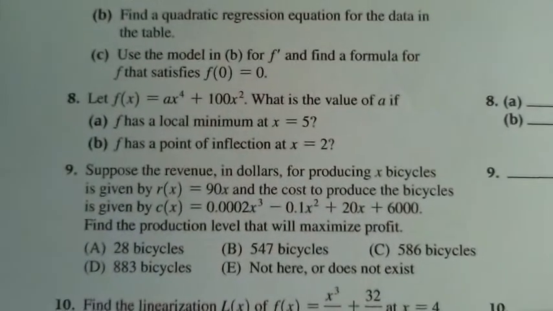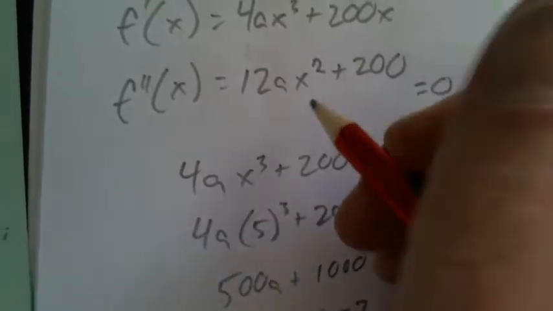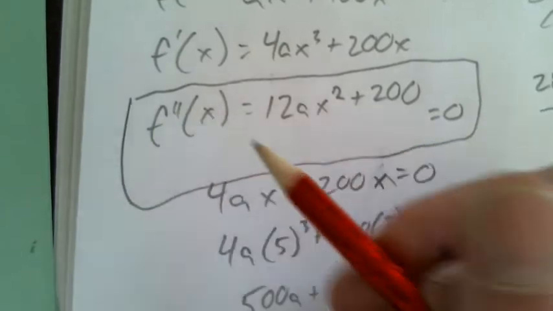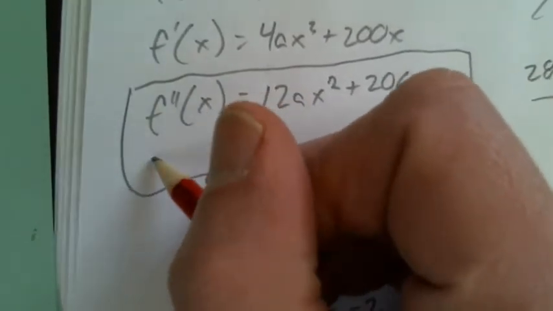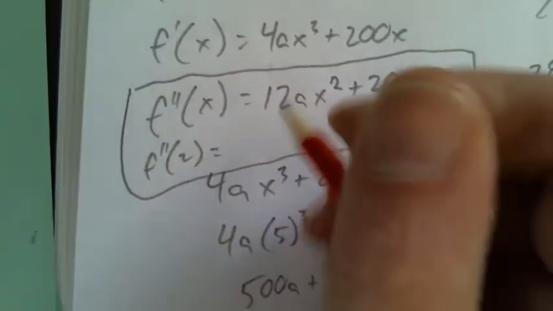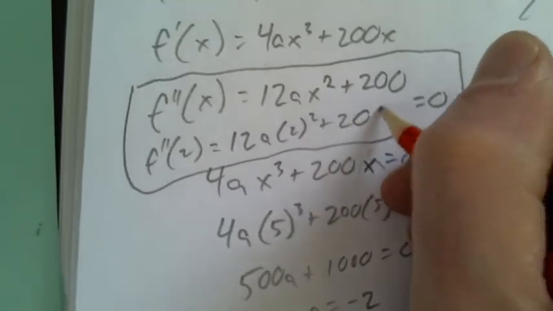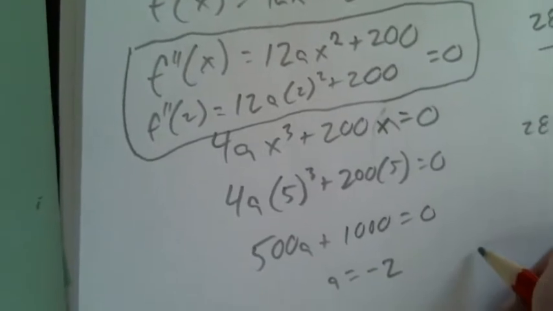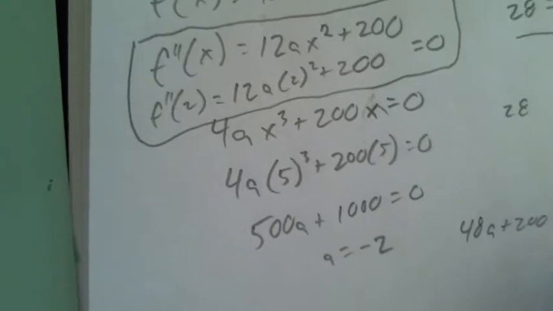And the point of inflection when x equals 2. So that means that f double prime equals 0 when x equals 2. Inflection point occurs there. So f double prime of 2 equals 12a times 2 squared plus 200 equals 0. So that would be 48a plus 200 equals 0.